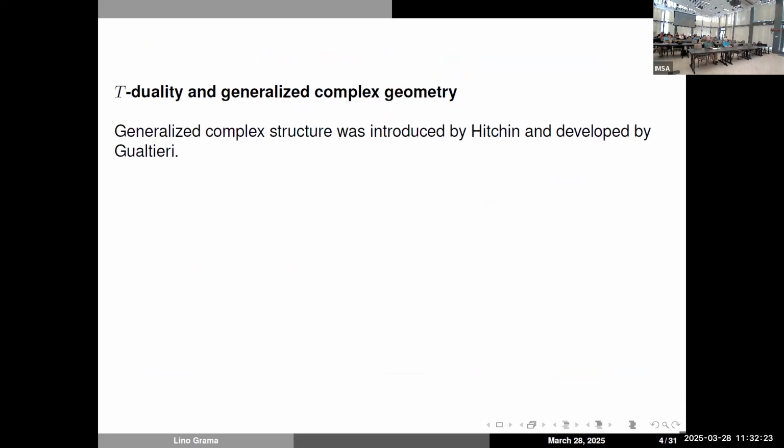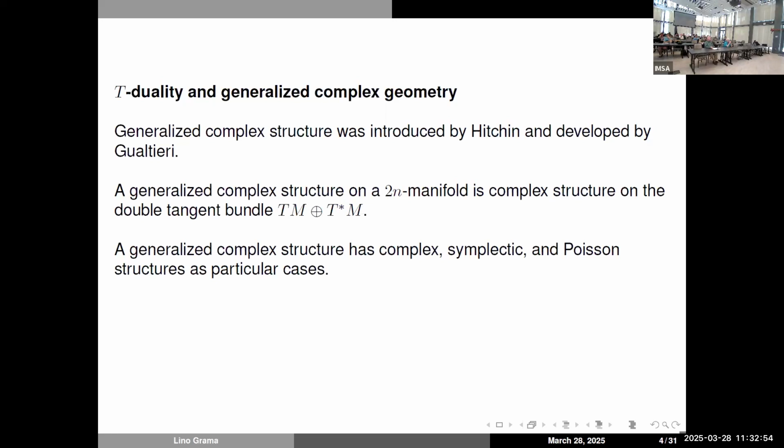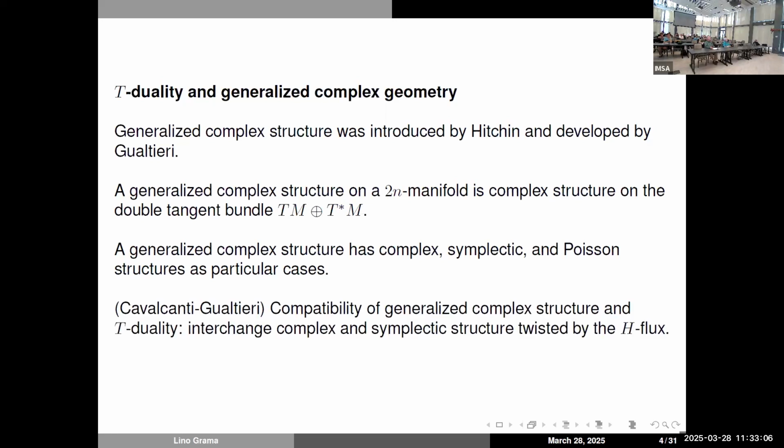The first papers of Bouwknegt, Evslin and Mathai proved some topological properties and K-theory properties, but I would like to mention some applications in generalized complex geometry. This was introduced by Hitchin and developed by his student Marco Gualtieri. We can understand a generalized complex structure as a complex structure on the double tangent bundle, and this generalized structure encompasses complex, symplectic and Poisson structures as particular cases.